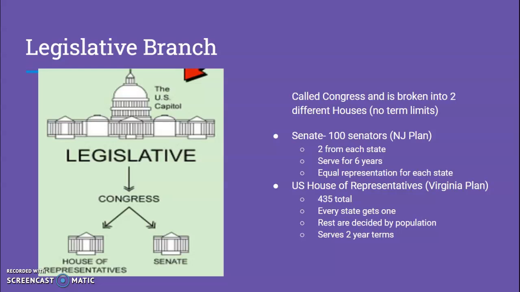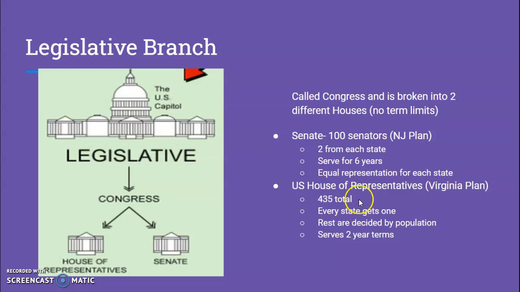The legislative branch is called Congress and is broken into two different houses. In both instances, in either house, there are no term limits. So you can serve unlimited terms in the House or in the Senate. This is actually being challenged recently. People are calling for term limits because you'll have senators or House of Representatives members who have been in power for 30 or 40 years, having the same job. And people question whether they should be able to do that or not.